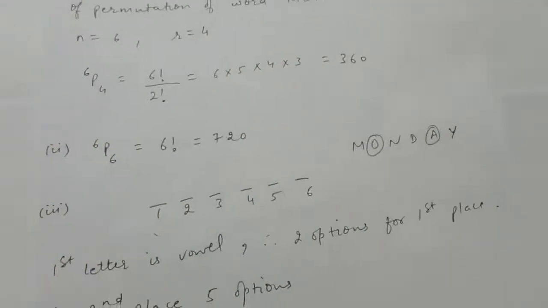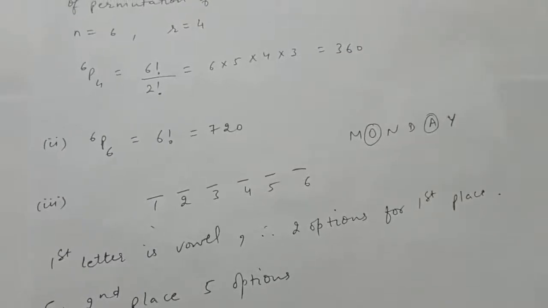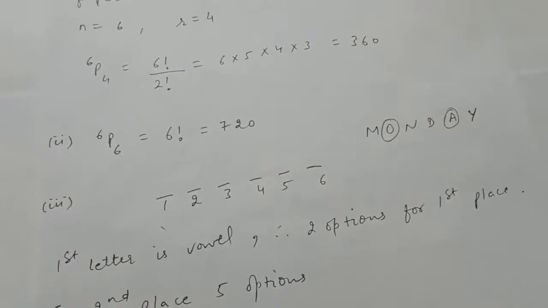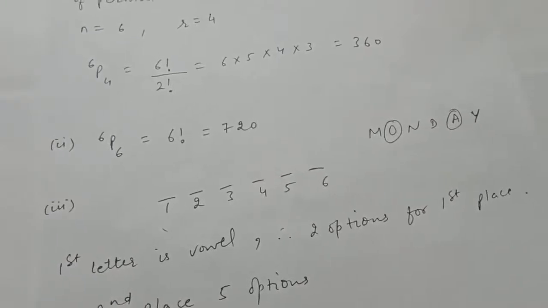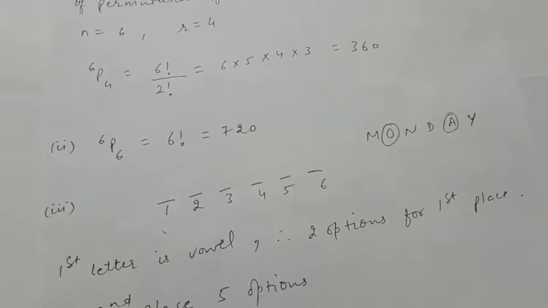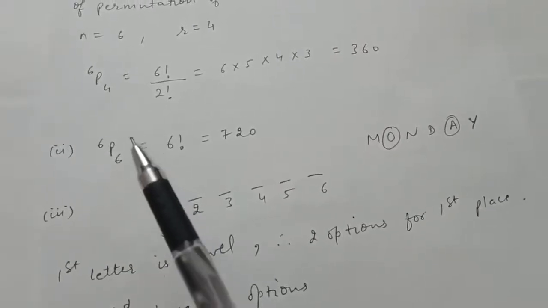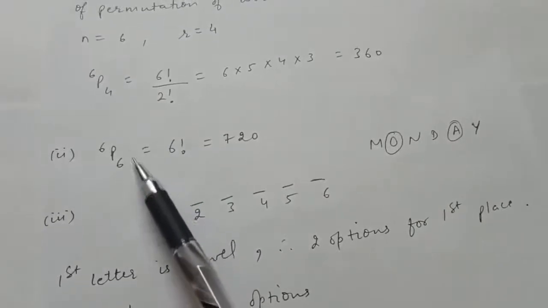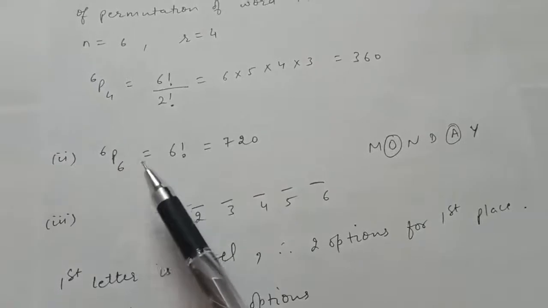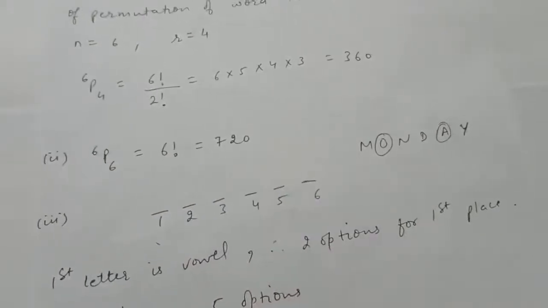Now for the second case, they have asked that all letters are used at a time. Because repetition is not there and also all the given letters in the word Monday are different, therefore n is 6 and at the same time we have to use all the letters. So r is also 6 in this case. Therefore the number of permutations will be 6P6, that is 6 factorial, which is equal to 720, right?